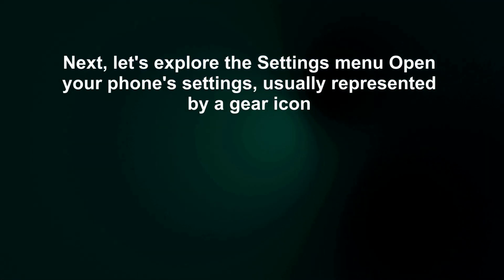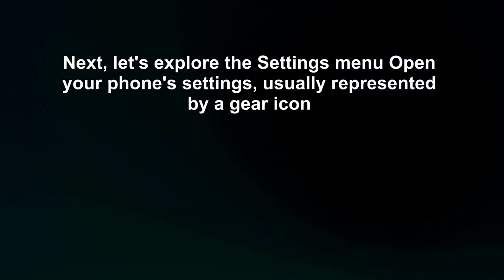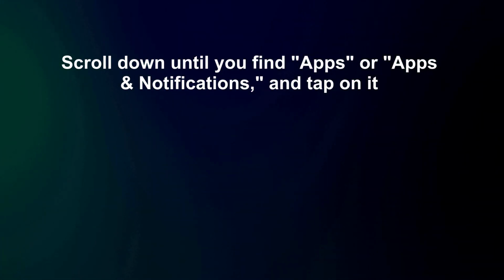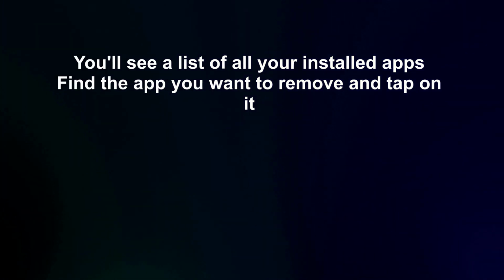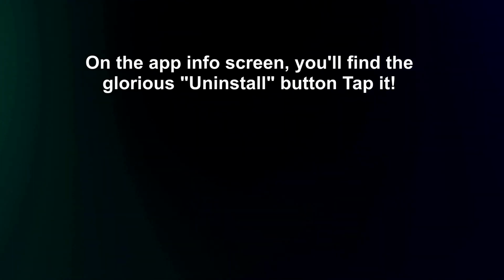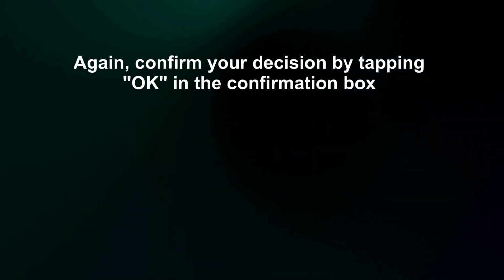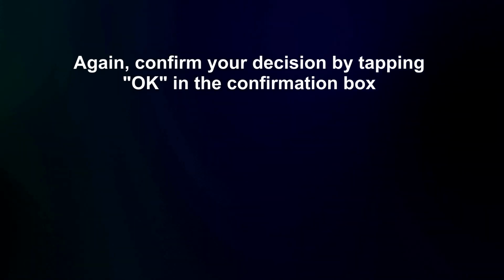Next, let's explore the settings menu. Open your phone's settings, usually represented by a gear icon. Scroll down until you find apps or apps and notifications, and tap on it. You'll see a list of all your installed apps. Find the app you want to remove and tap on it. On the app info screen, you'll find the glorious uninstall button. Tap it. Again, confirm your decision by tapping OK in the confirmation box.